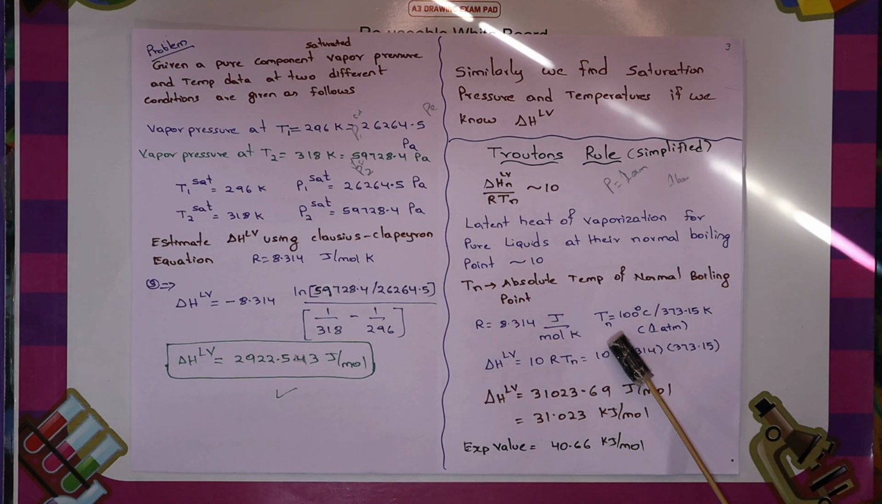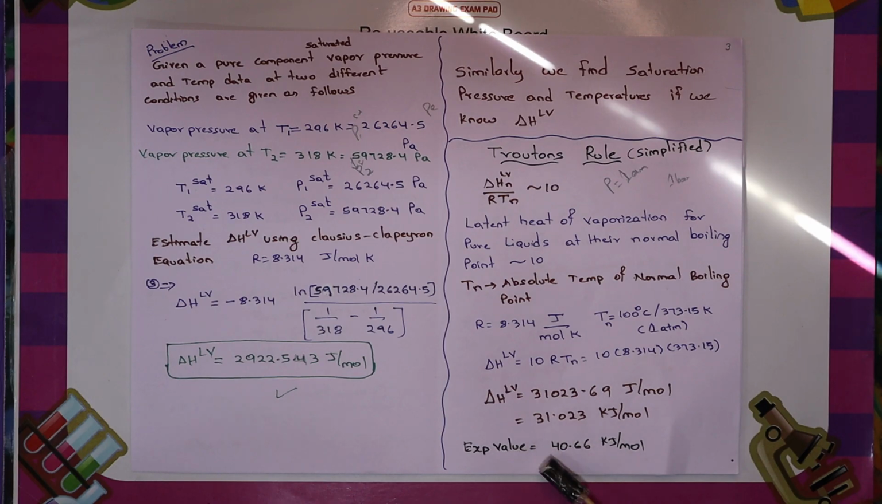For example, water's normal boiling point is 100 degrees centigrade at 1 atmospheric pressure. According to this particular formula, I can find the enthalpy of vaporization of water as 10 times R into Tn. Tn is nothing but 100 degrees centigrade, that is 373.15 Kelvin. R is equal to 8.31 joule per mole Kelvin. If you do that, you get the enthalpy of vaporization as 31.02 kilojoule per mole.